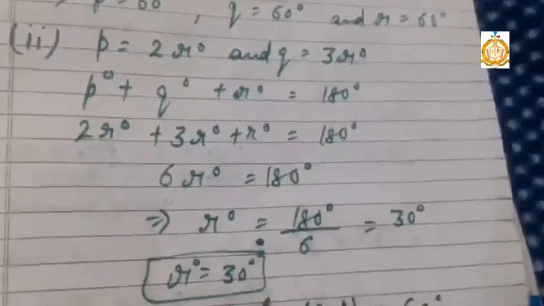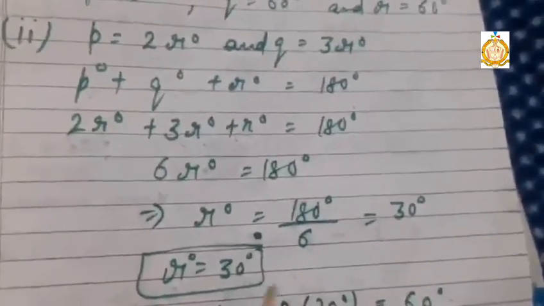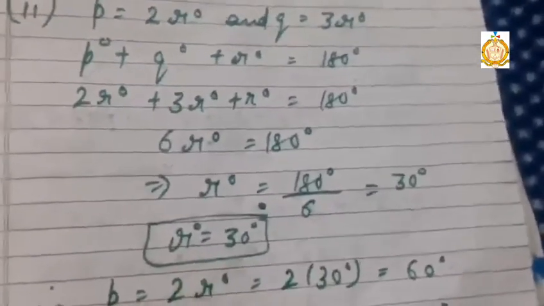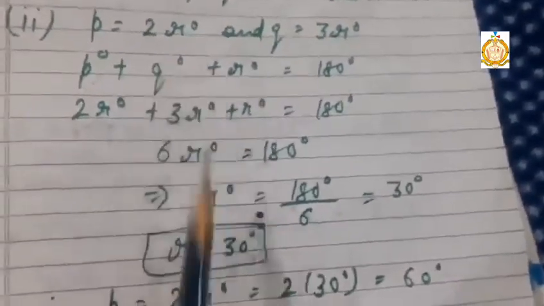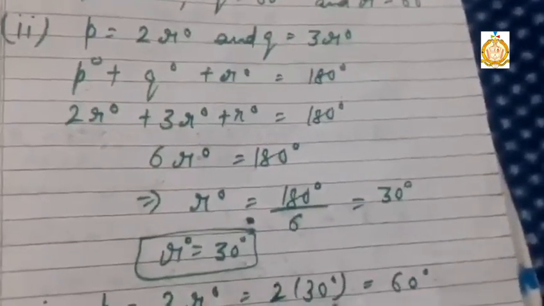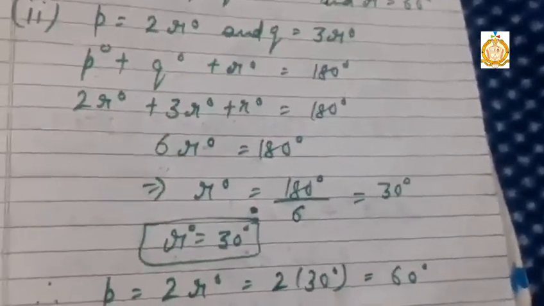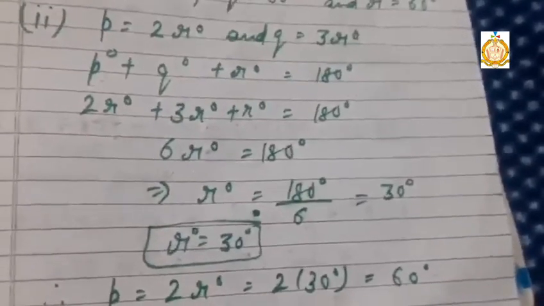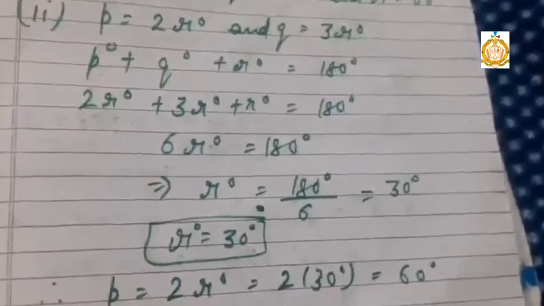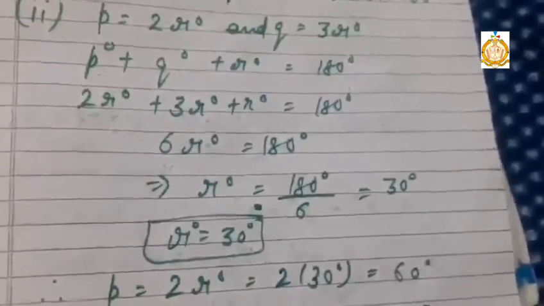So R's value is 30 degrees, but we have to find the values of P, Q and R. R's value is 30 and P is equal to 2R. So putting the value of R as 30 degrees, you will get 60 degrees, and Q is equal to 3R. So putting the value 30 degrees, you will get 3 into 30, that is 90 degrees.